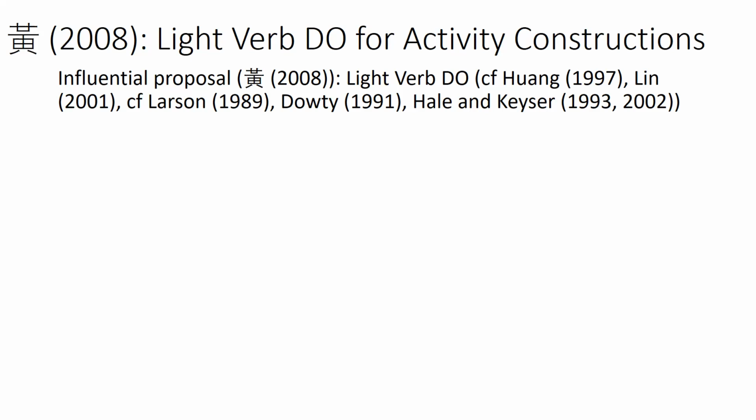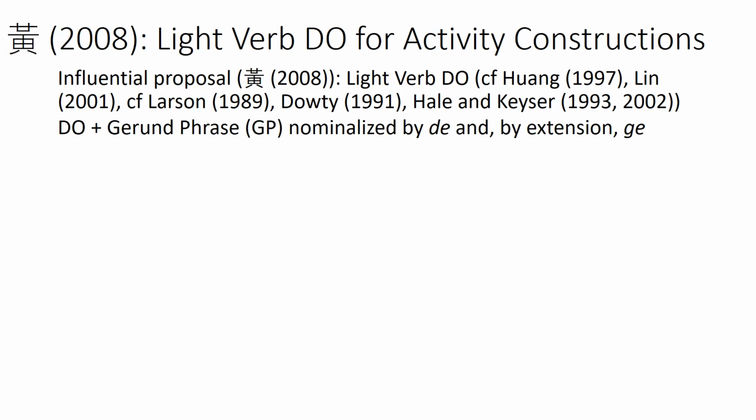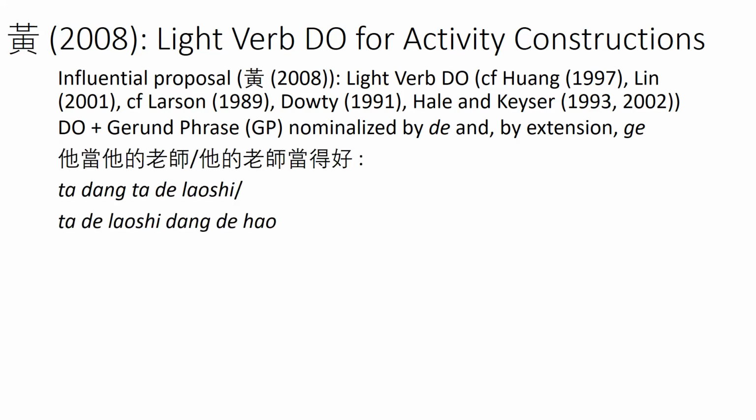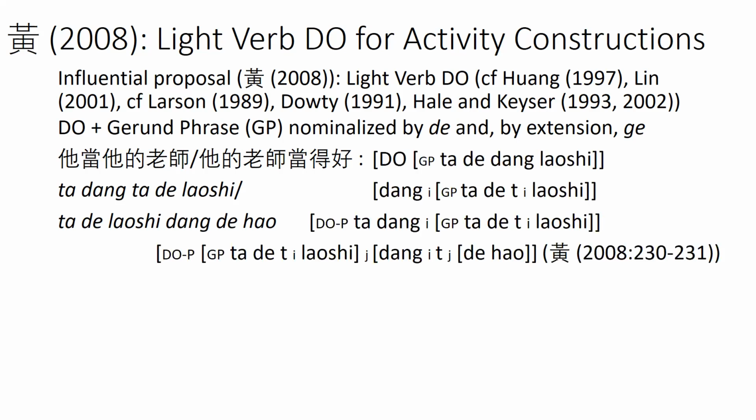And in this particular paper, Huang proposes that activity constructions have this light verb do in them. For example, the spine of the construction consists of a light verb do selecting a gerund phrase, a GP. The GP is nominalized by the particle, and by extension, all the various forms that we have in dialects. So in order to account for the alternation that we saw, where the nominalized structure can occur in either object or subject position, Huang proposes this derivational structure.